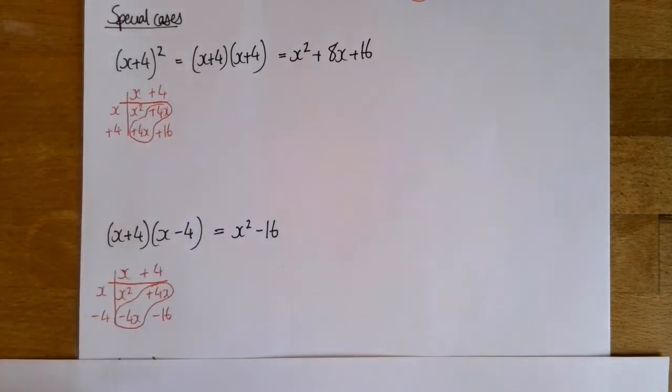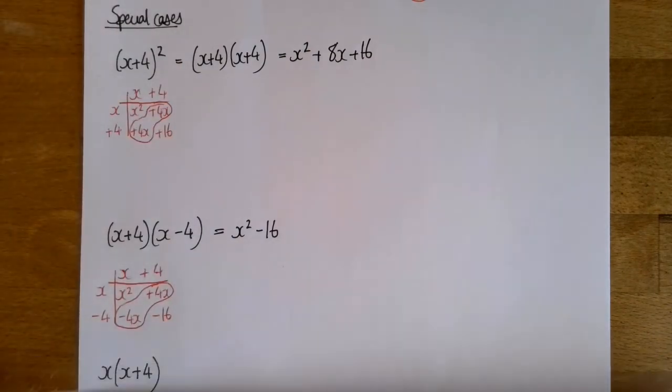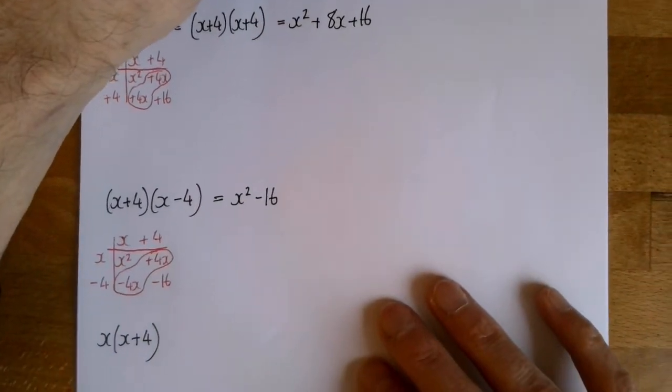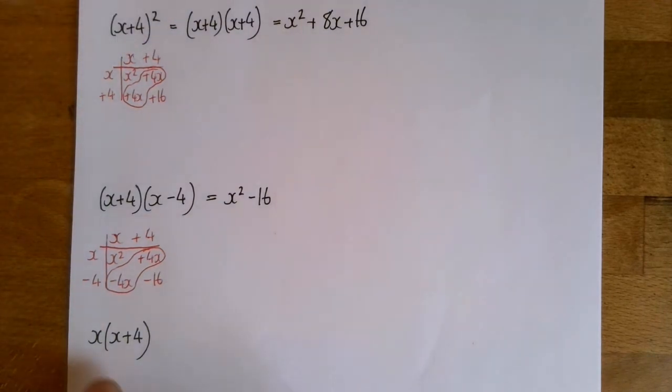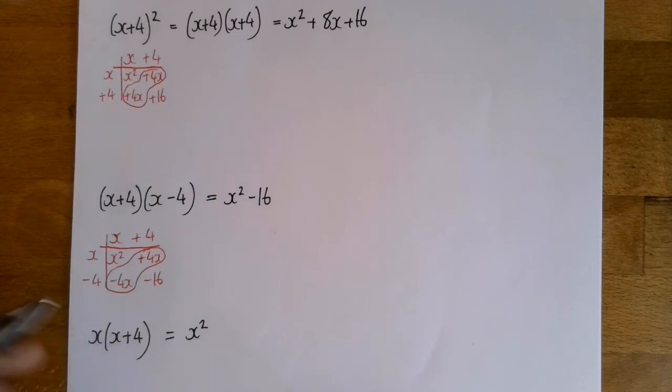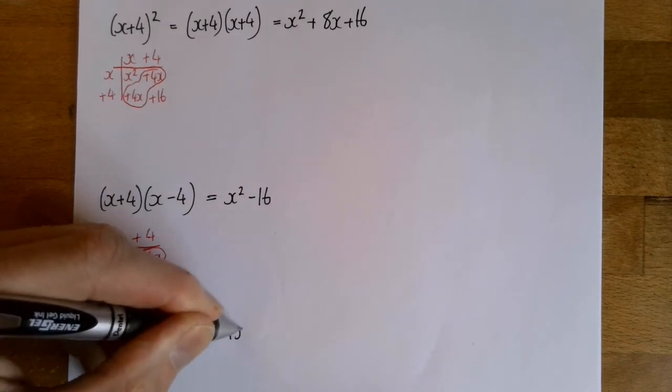Okay, and the final special case is one that we've already met when we were doing single brackets. In fact, you could say this isn't a double bracket at all. This is just x times x plus 4. So I know I need to multiply both things in the bracket by x. So x times x is x squared, and x times plus 4 is just plus 4x.